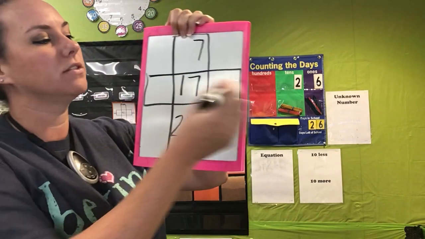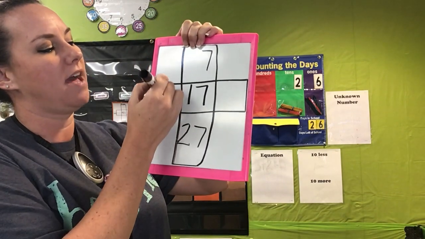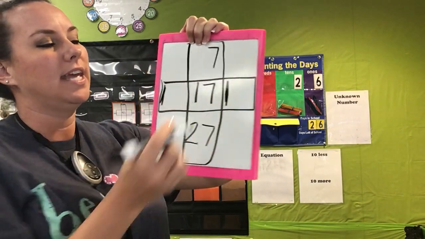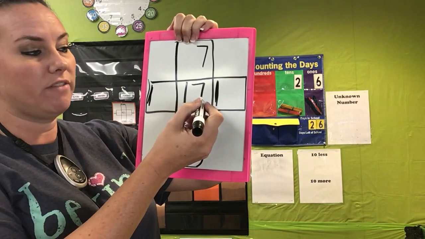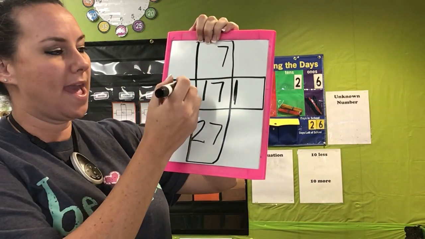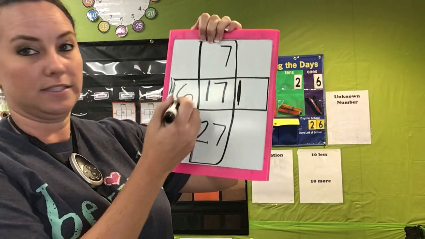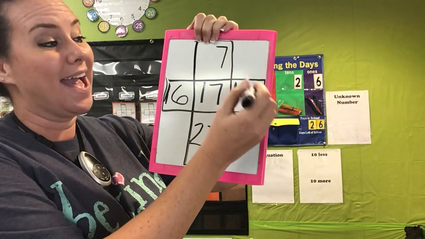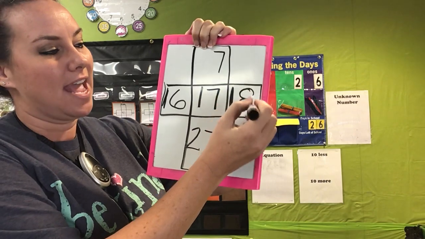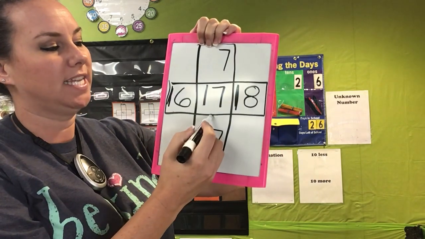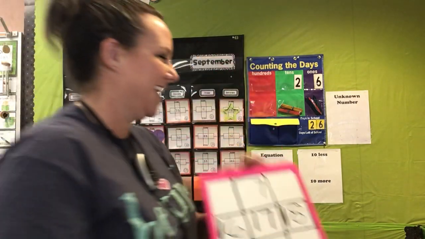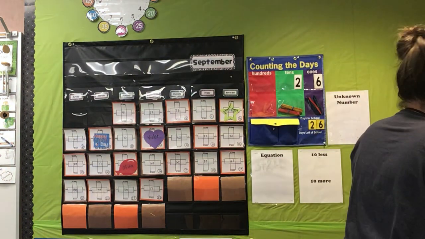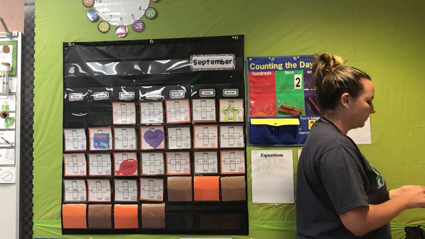This is the teens row because every single one is going to have a 1 in the tens place. If we have 7 babies and we take a baby away, we're down to 6 babies, so that's 16. If we have 7 babies and we add a baby, that's 8 babies. So we have 16, 17, 18. Nice job, friends. Let's add a day of school.